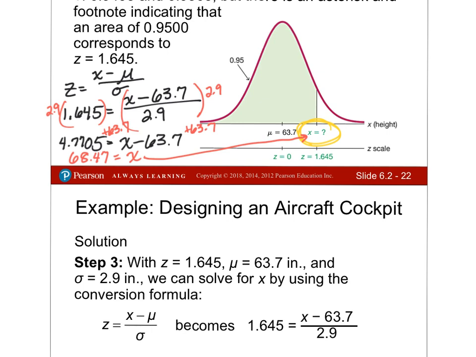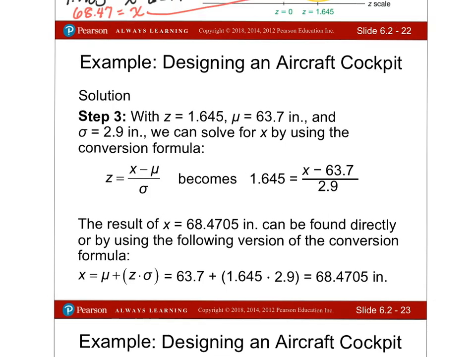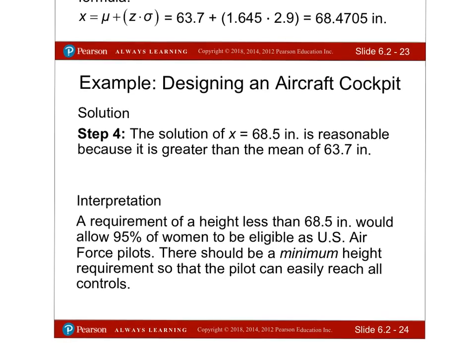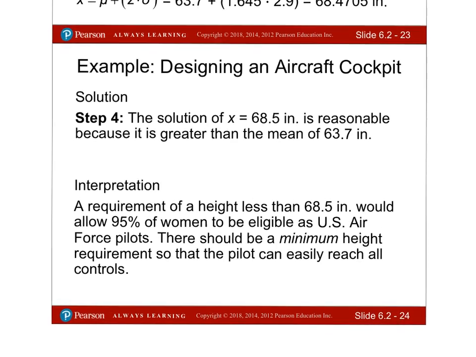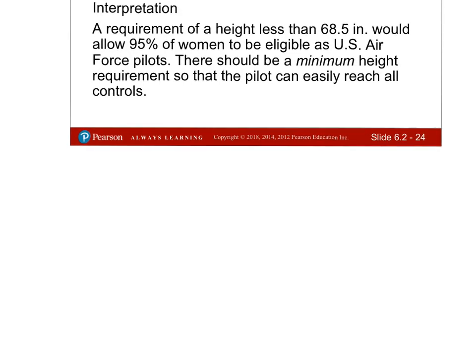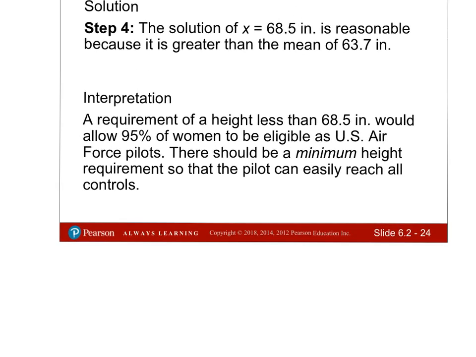All right, so that's going to give us the answer. The result is 68.4705, and basically what that means is if we set the height requirement at that, then we will accommodate 95% of the women. They will be eligible. Should there be a minimum requirement? I guess that's a question for another time, but this gives us the ability. So we've gone from two directions. Either you know the boundary and then you find the area, or you know the area and then you find the boundary. Either way, you use this same procedure.